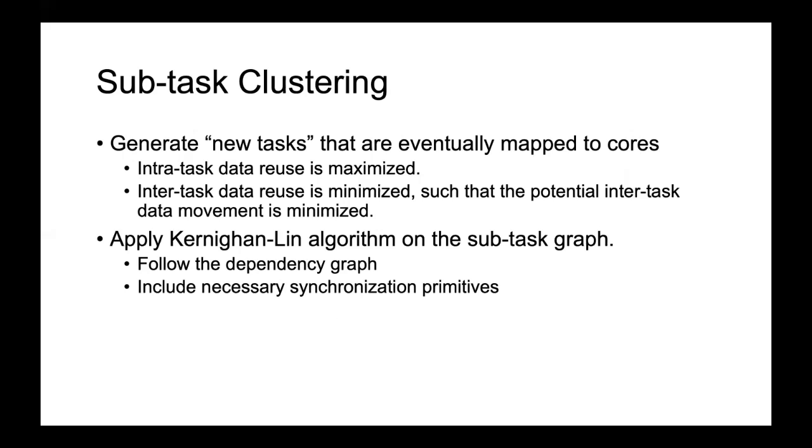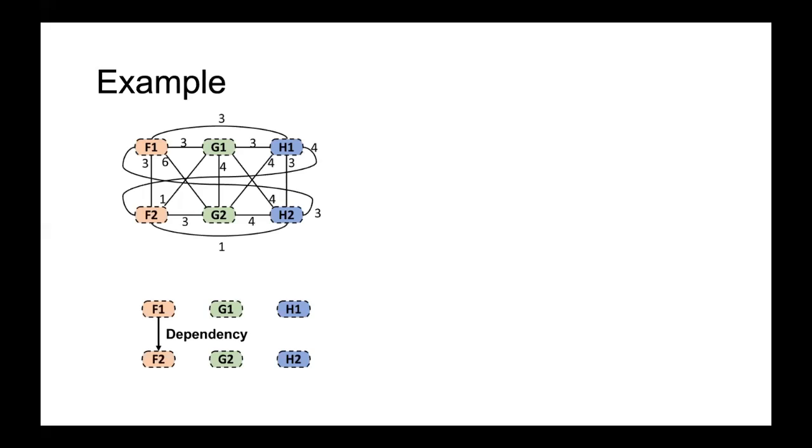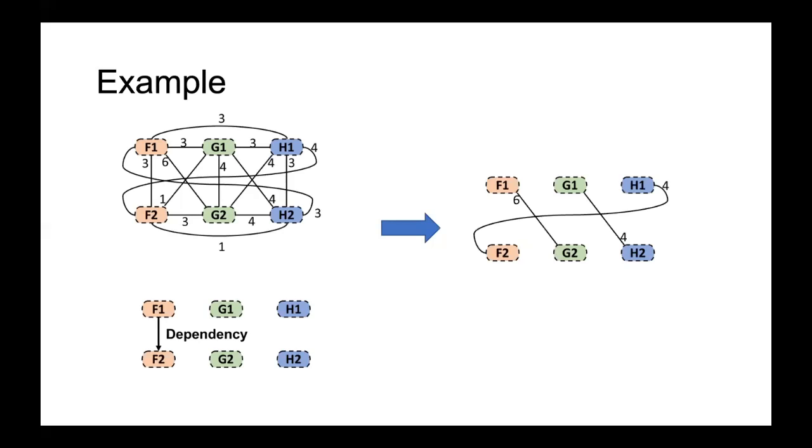And for those new tasks, we want intra-task data reuse to be maximized and inter-task data reuse to be minimized, which basically means that the potential inter-task data movement is minimized. To achieve that, we apply a very classical algorithm, the KR algorithm, on the subtask graph, basically the reuse intensity graph. We also follow the dependency graph to make sure of the correctness of the execution, and when necessary, we insert synchronization primitives. Using the same example, after applying the KR algorithm, we will basically have the graph shown here.